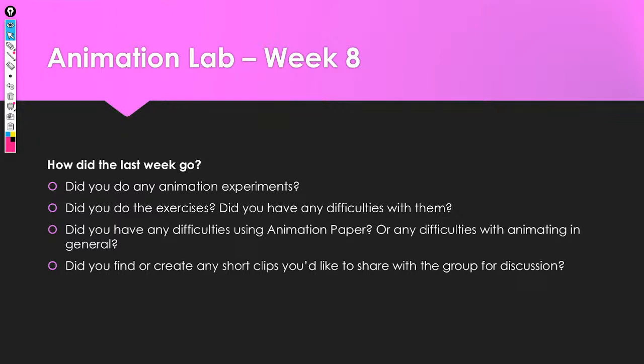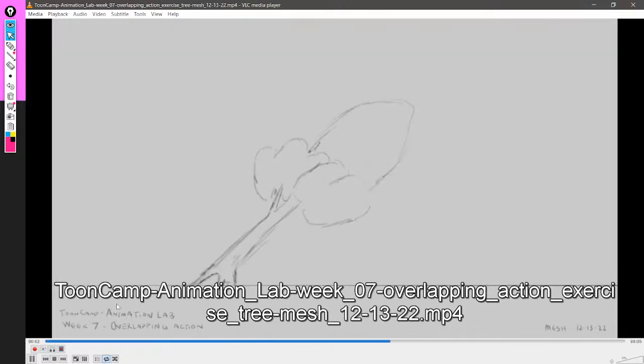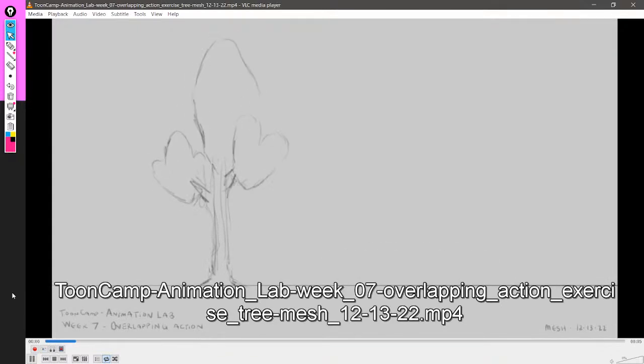Okay, the person was here left. I'm sorry, I want to get this here again. Is there anything else that anyone else wants to say about Mesh's exercise?